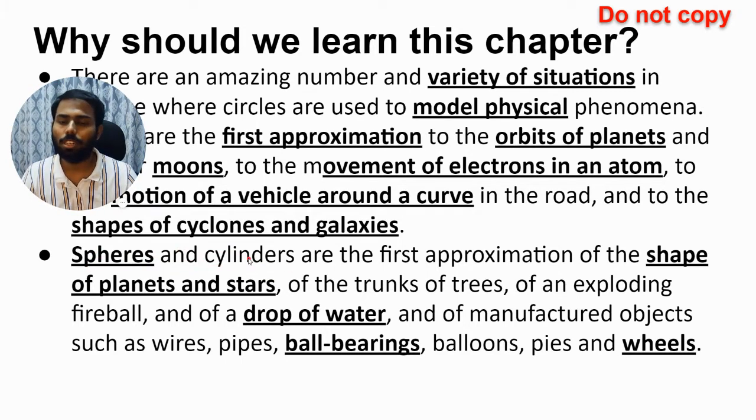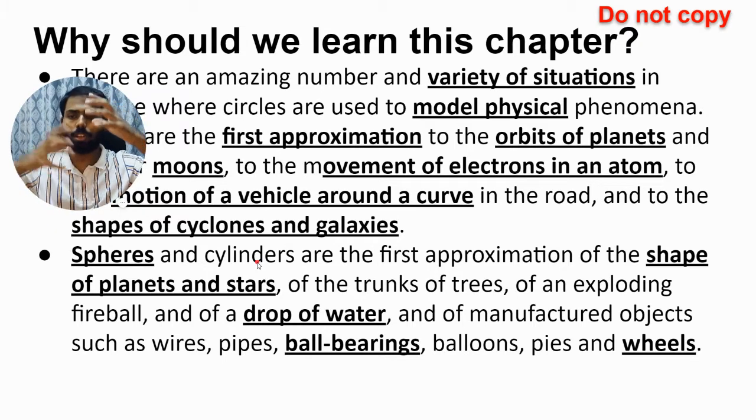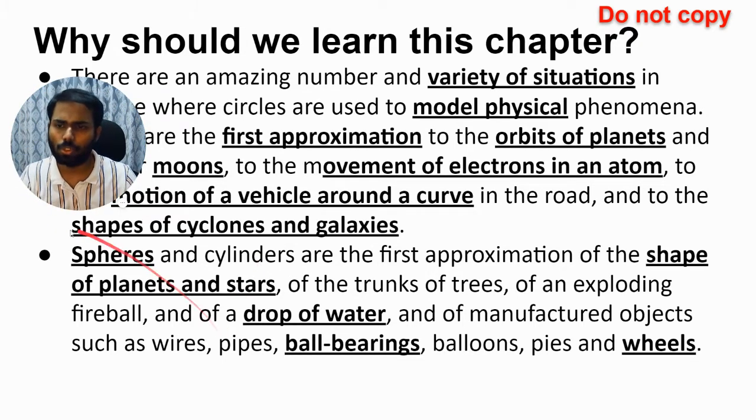We are not studying the chapter on spheres and cylinders, we are studying circles. But spheres are made up of circles. Cylinders also have the top portion as a circle, bottom portion as a circle, and in between you will have a curved surface. So these two are also closely linked with circles.